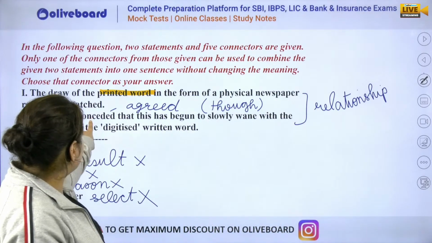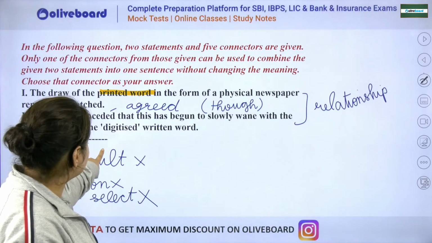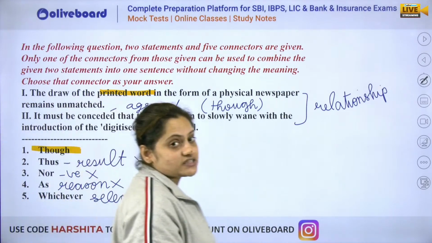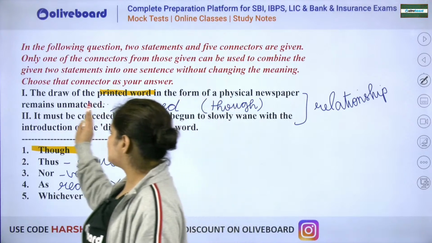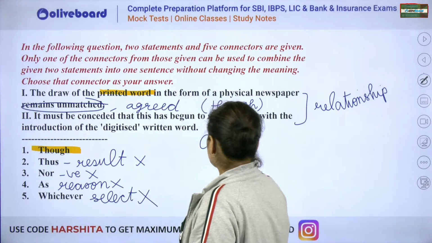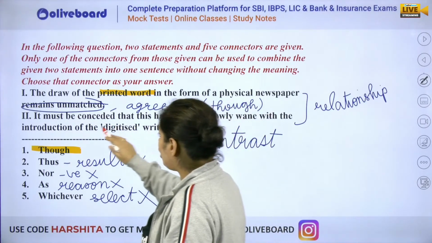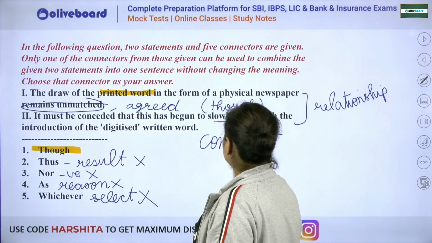The draw of the printed word, okay, remains unmatched, though it must be agreed that this has begun to slowly wane. Okay, the problem is the understanding of the sentence can be tricky. We are trying to say it remains unmatched. Okay, contrast is there. Actually, contrast is there. How? We are trying to say it remains unmatched, but though we must agree that this has begun to slowly wane. What has begun to wane?